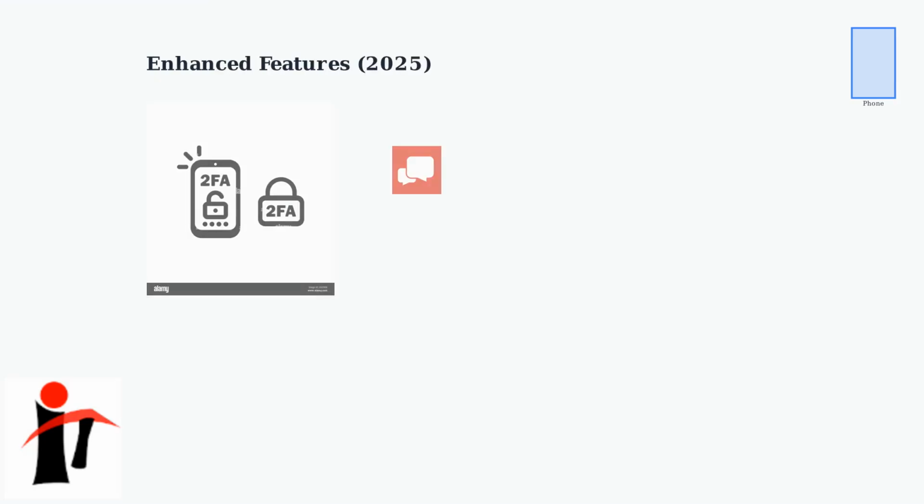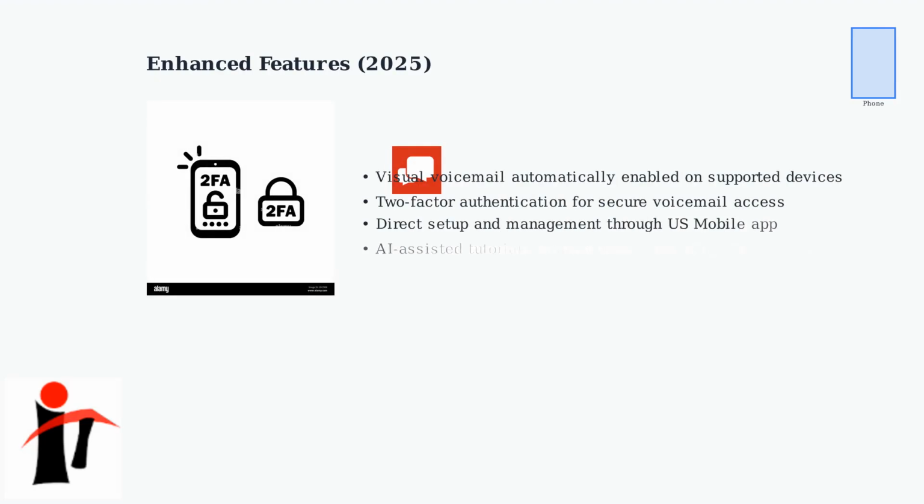Visual voicemail is automatically enabled on supported devices. As of 2025, US Mobile includes enhanced security with two-factor authentication for voicemail access. The US Mobile app now supports direct voicemail setup and management, reducing the need for traditional dial-in methods.